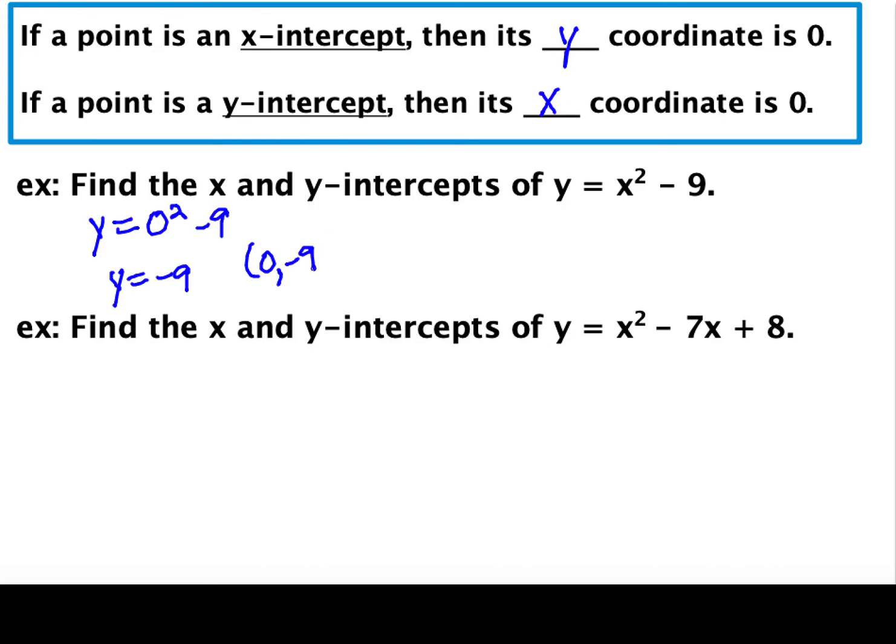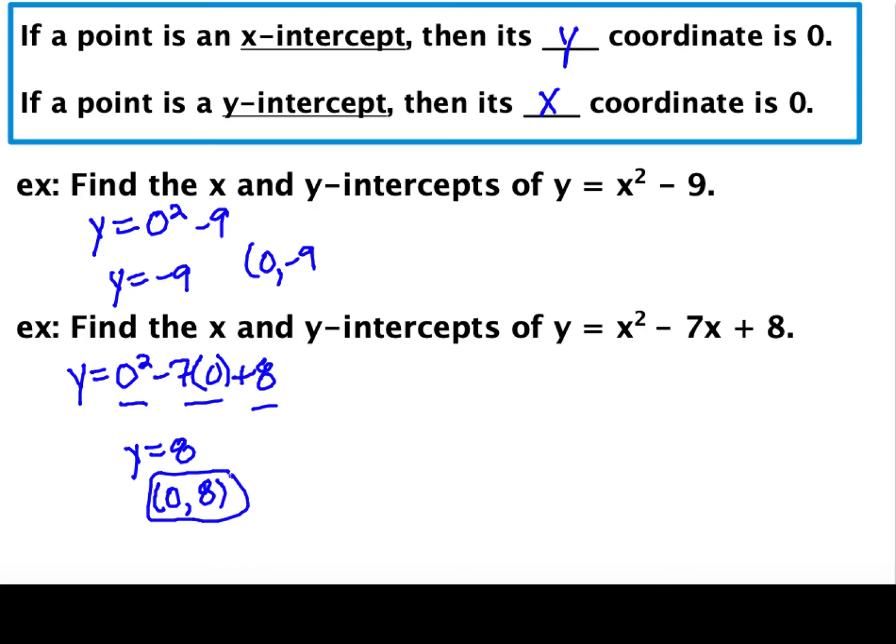That same idea works even when we have more terms, such as that quadratic equation we have at the bottom, y equals x squared minus 7x plus 8. Well, again, y equals 0 squared minus 7 times 0 plus 8. Well, 0 squared is 0, 7 times 0 is 0, 0 minus 0 plus 8 is really just 8. And again, we end up with that coordinate: when x is 0, y is 8. We found our y-intercept. Don't forget my parentheses up top here.